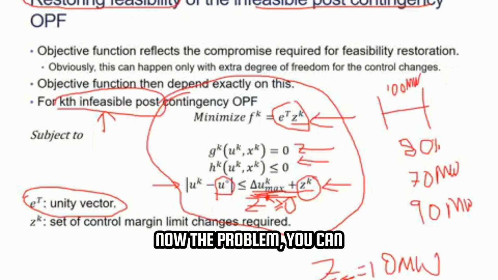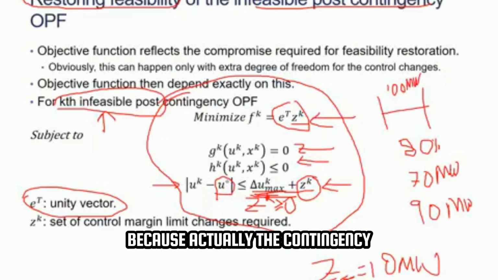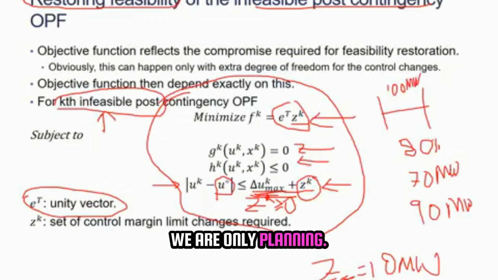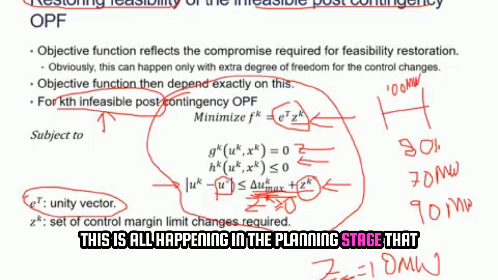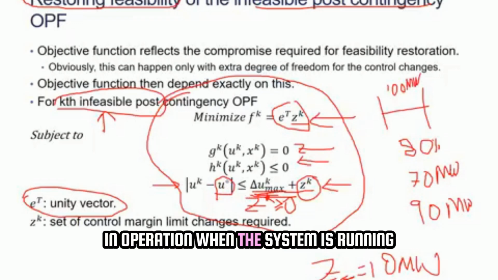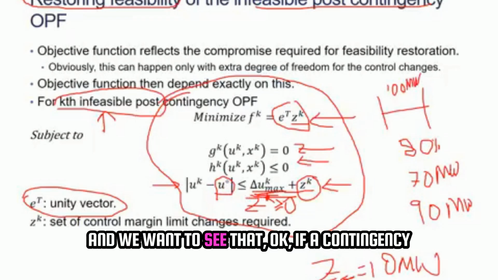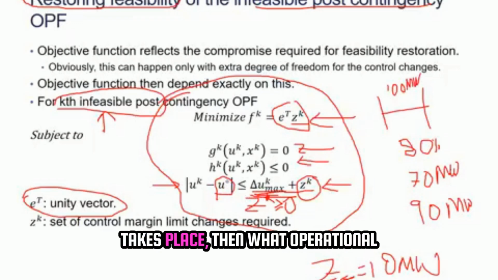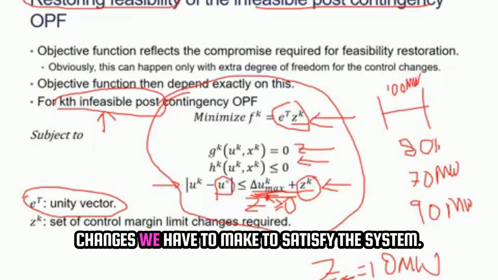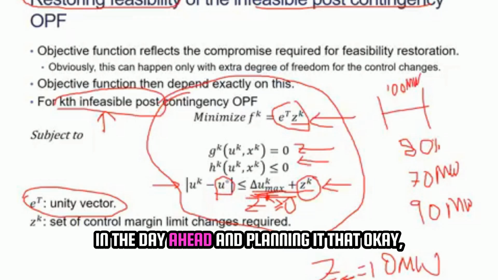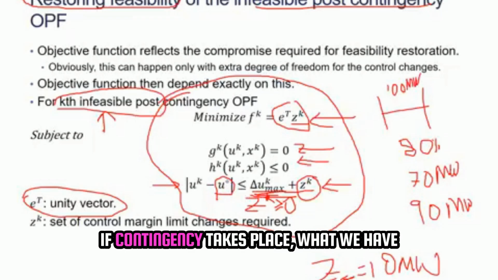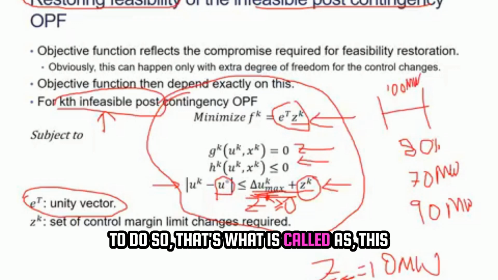Now you can imagine why he can relax this, because actually the contingency has not taken place. This is all happening in the planning stage. In operation, when the system is running at a base case, any random base case, we want to see that if a contingency takes place, what operational changes we have to make to satisfy the system. So that is what they are planning in the day ahead, what we have to do if a contingency takes place. This step is called restoring feasibility.